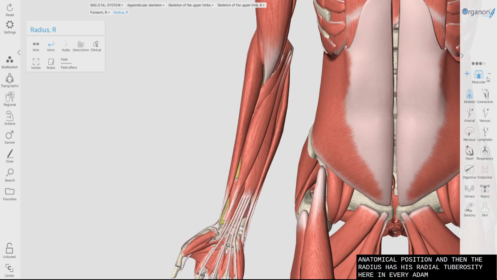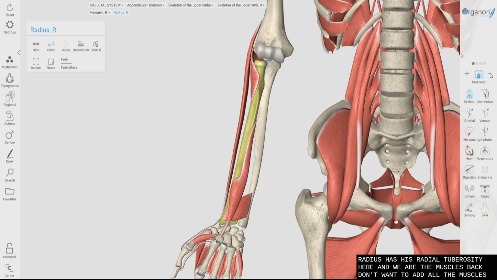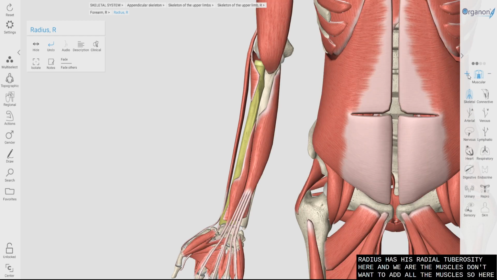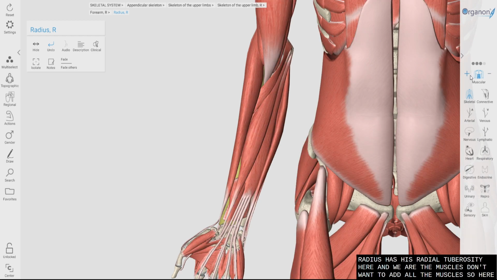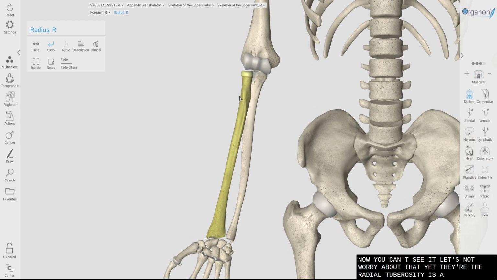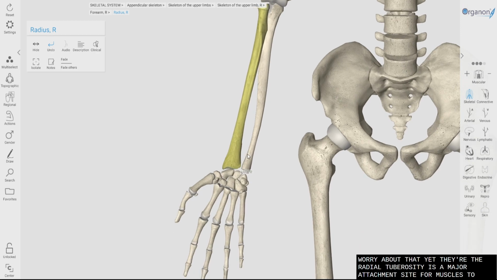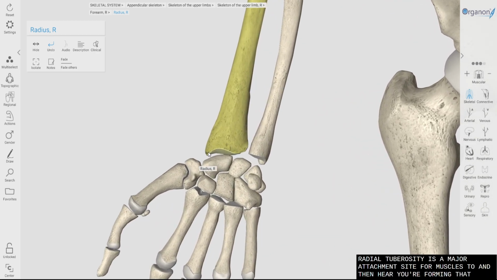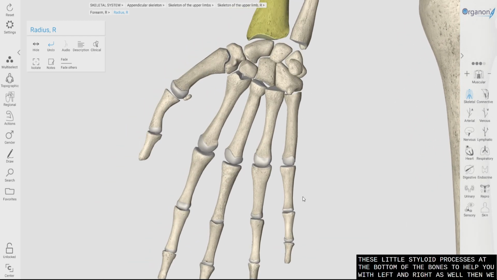We add the muscles back. Oh, don't want to add all the muscles. So here, you can't see it. Let's not worry about that yet. There, the radial tuberosity is a major attachment site for muscles too. And then here you're forming that little cup. So you want to find these little styloid processes at the bottom of the bones to help you with left and right as well. Then we get down to the little wrist bones here.